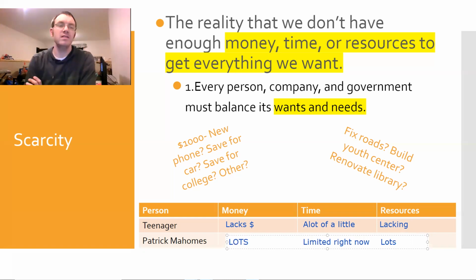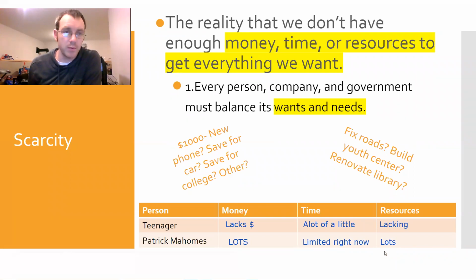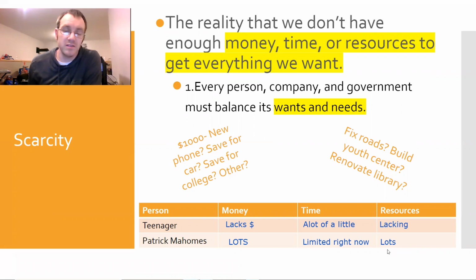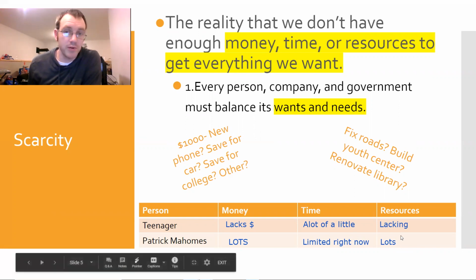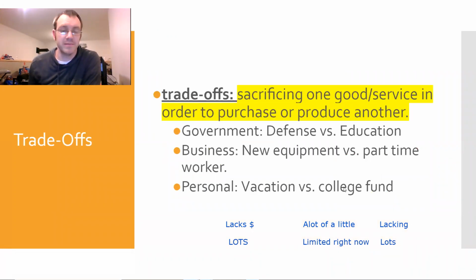And so it's really easy to say, well, that person's rich. They've got everything they want. Well, they may be rich, but that doesn't mean they have everything they want. Patrick Mahomes, I guarantee you, would love to have more time with important people in his life. He would love to have more time probably for charities and things like that, but he can only be in one spot at a time. So scarcity is the reality that we don't have enough money, time, and resources to get everything we want. And it's just something to realize about life. Not real fun, but what we have to do is make trade-offs.